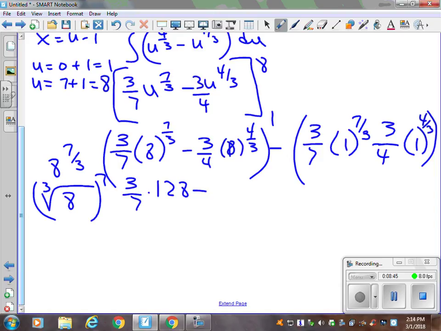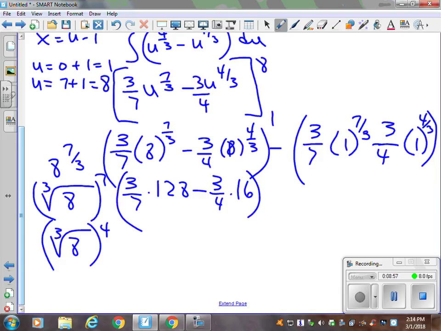Over here, the 8 to the 4/3 means the cube root of 8 to the 4th power. So 2 to the 4th is 16. So that's 3/4 times 16. Over here, 1 to any power is 1. So that makes the math easy, because it's just 3/7 minus 3/4. And it doesn't matter which way I did this, the math is nasty at the end because it's all fractions. So at that point, I could say 4 goes into 16 4 times. I don't know how much that's going to help, but we'll see.